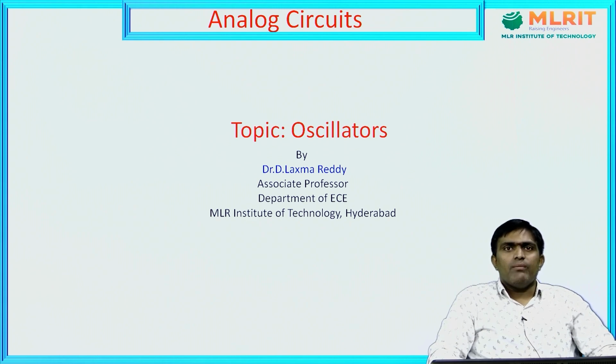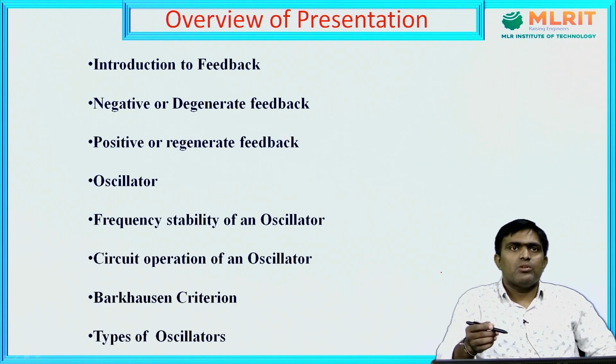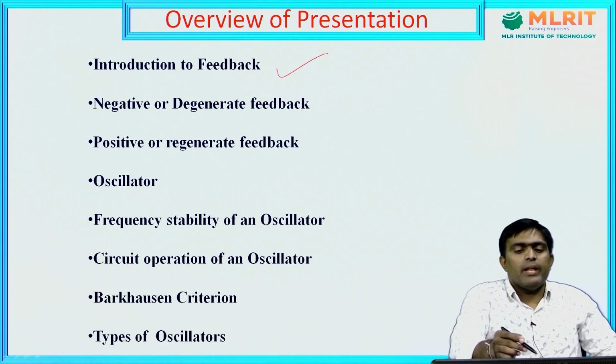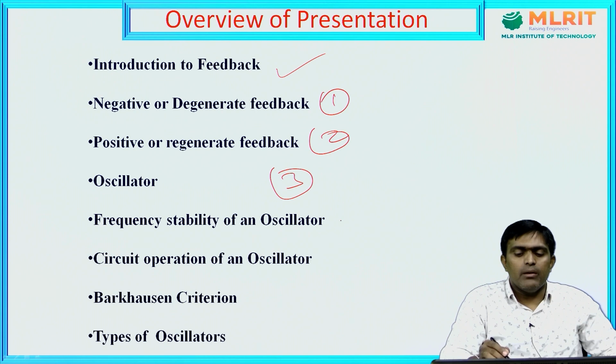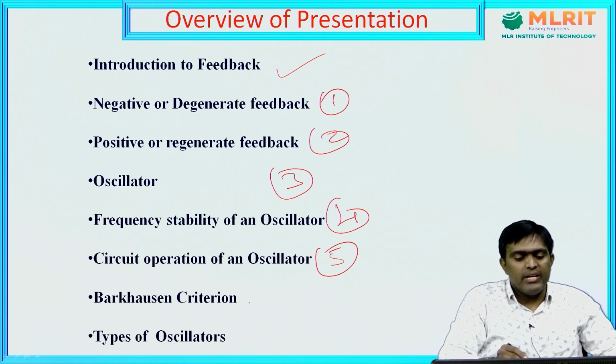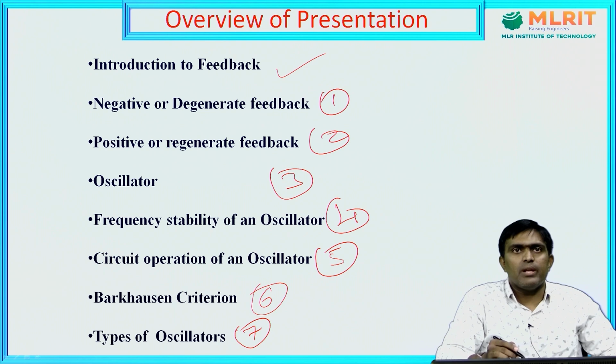Today we will discuss the topic of oscillators from analog circuits. We will discuss an introduction to feedback, which is of two types: negative feedback and positive feedback. Then we will go to our actual topic, that is the oscillator, and next, the frequency stability of an oscillator, and finally the circuit operation. For this we need a detailed discussion on Barkhausen criteria, and finally the different types of oscillators. So these are the topics covered in this video.